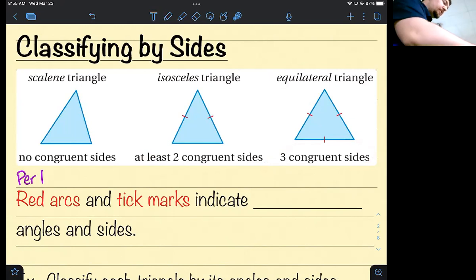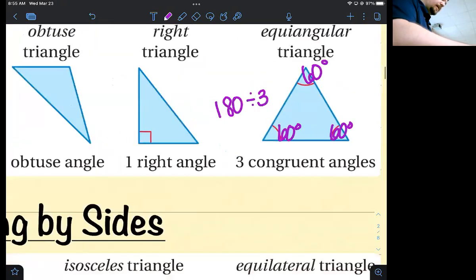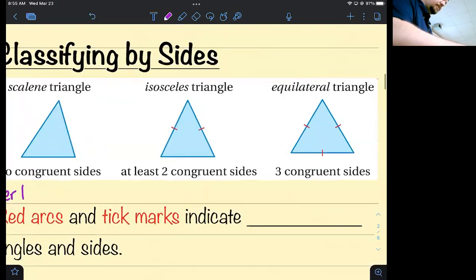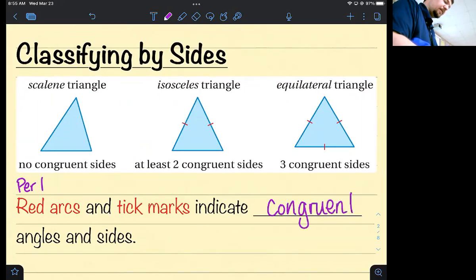So you see in these triangles, you've seen these red arcs. Okay, and you see these red tick marks. And those tick marks, those red arcs and tick marks indicate congruent sides and angles. So for example, the 3 tick marks that you see on that last one show you all 3 of those sides are the same. The 2 that you see on the one in the middle, the isosceles triangle, shows you that 2 of the sides are the same. So if you see those tick marks, you know what they mean now.